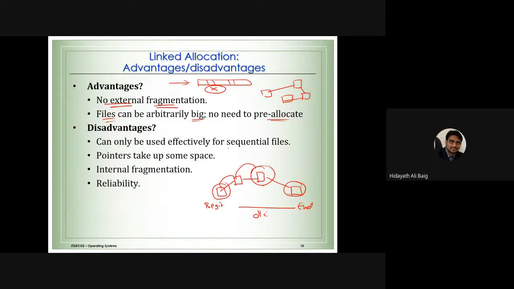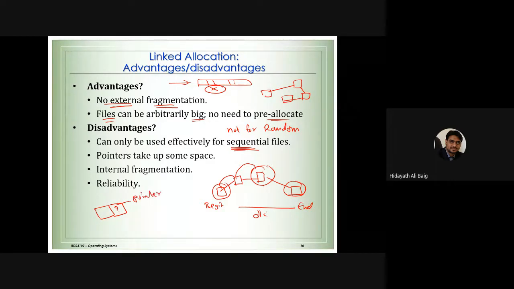So it is good for only sequential files. It is not good for random access. It is only good for sequential access. Now, because we are storing some pointer, what is a pointer? You remember pointers in data structures. With each block we need to store which is the next block, that is the pointer.